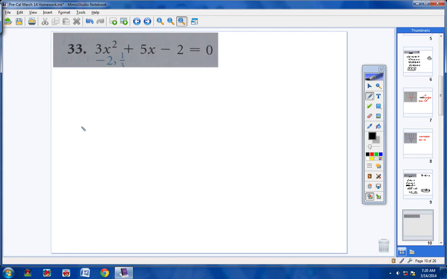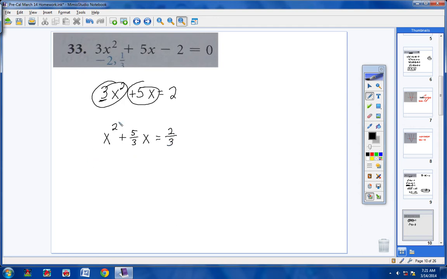Okay, we're going to solve this by completing the square. Step 1 says to get the x squared and x terms on one side, bring them to the left side and bring the constant terms over to the right side. There. Step 2 says divide every term by the x squared coefficient. So I'm going to divide every term by 3 because I have a 3 right here. Well, if I divide this term by 3, I'm left with x squared. If I divide 5x by 3, I'm left with 5/3 x. And if I divide 2 by 3, I'm left with 2/3.